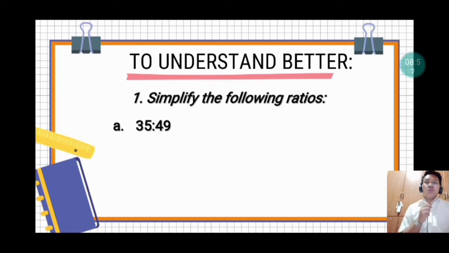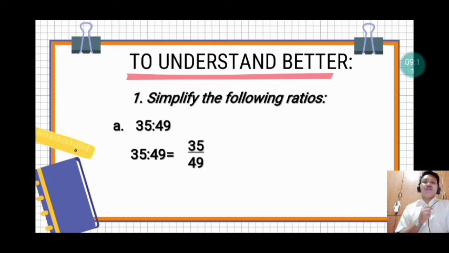So first we need to write down the given, 35:49, and of course we need to simplify it or convert it into fraction. That would be 35 over 49, and of course 35 over 49 is in higher value, so we need to reduce that fraction. So think of a GCF again. So anyone? Yes, very good. That would be 7. So we can divide both numerator and then the denominator by 7.